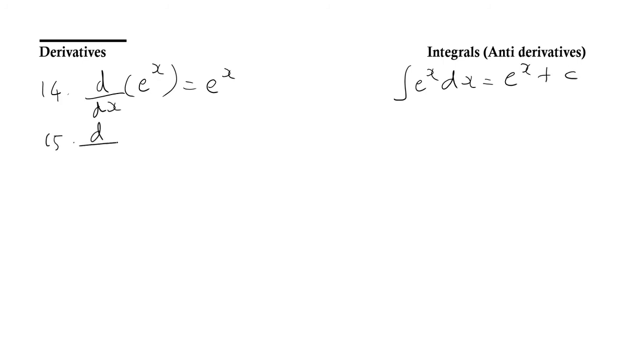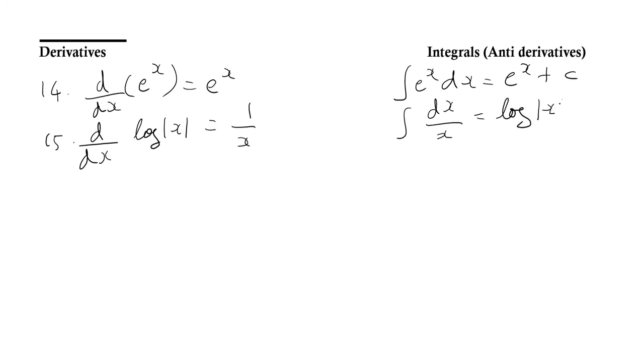Then d by dx of log mod x is 1 by x. So integral dx by x is equal to log mod x plus c.